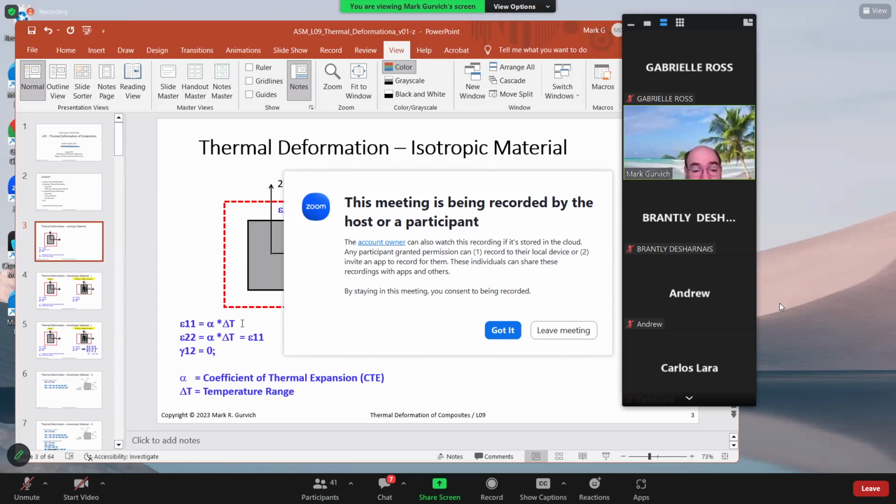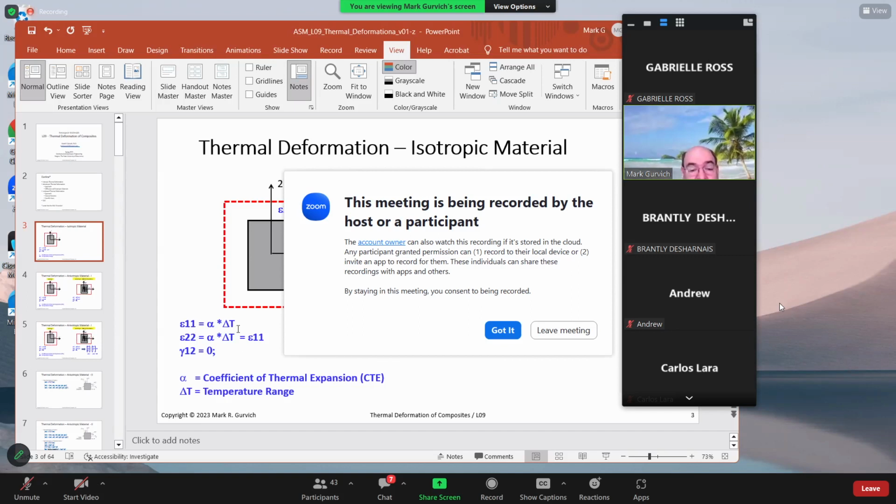Based on our knowledge of physics, this strain will be directly proportional, you see my formula here, to the difference in temperatures before and after, with coefficient of proportionality alpha. And this alpha is usually called the coefficient of thermal expansion, and sometimes abbreviated CTE. Usually people call it just CTE, to make life easier and shorter.